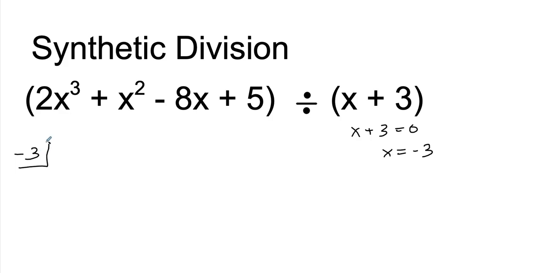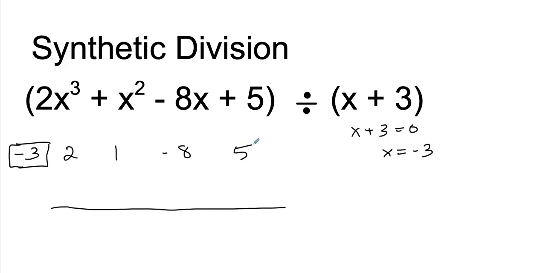So we have a little box up here in the corner, or some kind of a shape that separates that number from everything. And then we have a line like this. And our coefficients are going to go right next in line to our box. So 2, 1, negative 8, 5. Those are our coefficients from this polynomial. First term will drop down. So that 2 drops down.